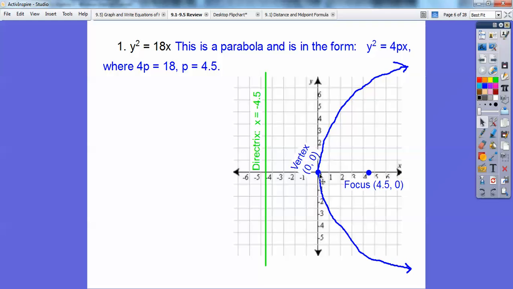But I do know that this parabola surrounds the focus. I know the focus is at 4.5, 0. This is a horizontal one, and the directrix is this line over here. Remember, the vertex is always in the middle. Your directrix is behind it, and your focus is inside the parabola.